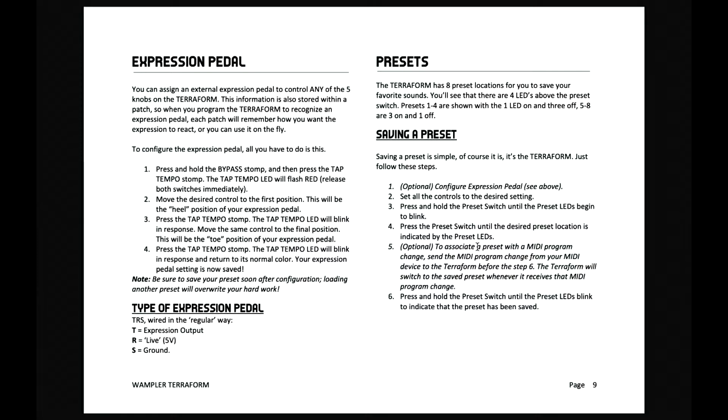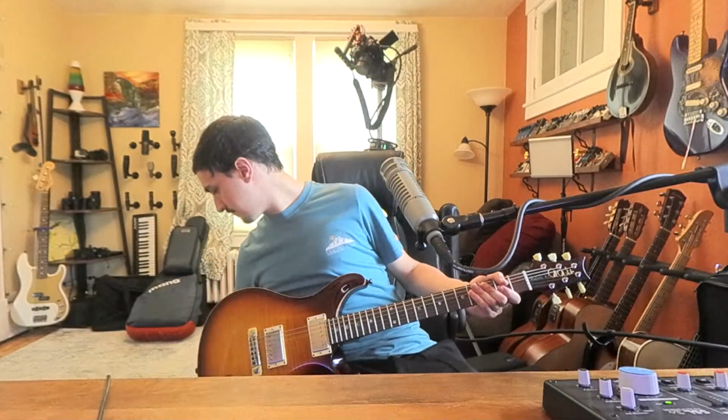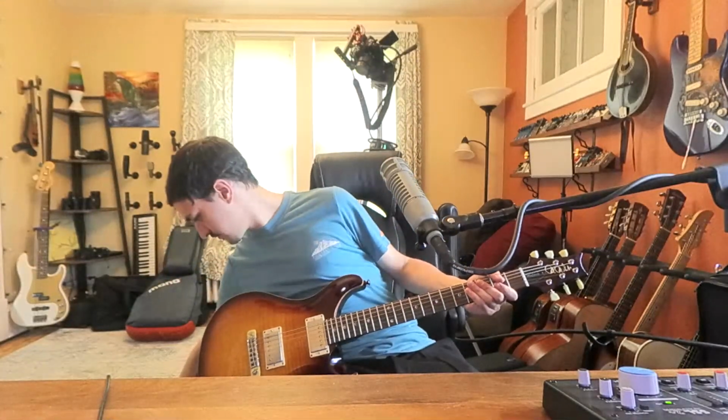So the Terraform can only save 8 presets, but it can respond to any MIDI program change message. So I set 0 as bypass. You can actually have 8 presets plus a bypass state. So I believe MIDI channel 0 is the bypass state. 1 is going to be preset 1, 2, 3, and so on. Cool. Yeah.